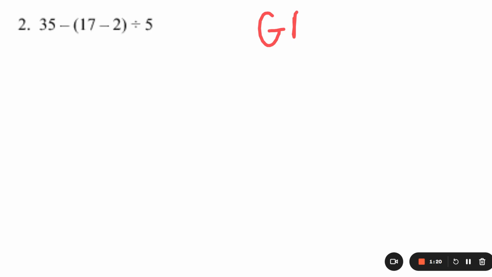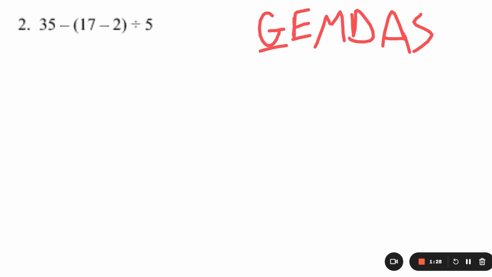All right, let's move on to the next one. Again, sticking with GEMDAS. This one we got a lot. Do we have any groupings? Yes, we have these parentheses right here, so that's where I'm going to start. So 17 minus 2, and that gives me 15.